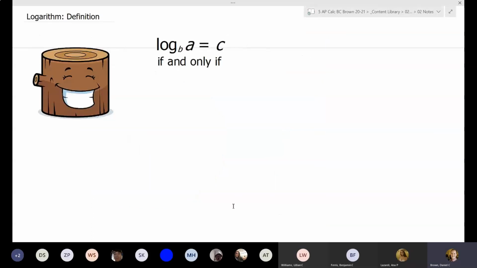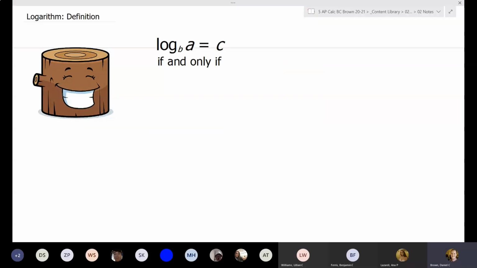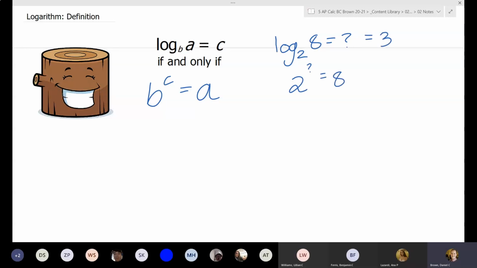Before I do the rules, I do want to review what a logarithm is. So remember, if you have log base b of a is equal to c, that is the same thing as saying b raised to the c is equal to a. And how logarithms basically work, like if I have log base 2 of 8, and I'm trying to figure out what that is equal to, that is the same thing as saying 2 to some power is equal to 8, so I know that it would be equal to 3.